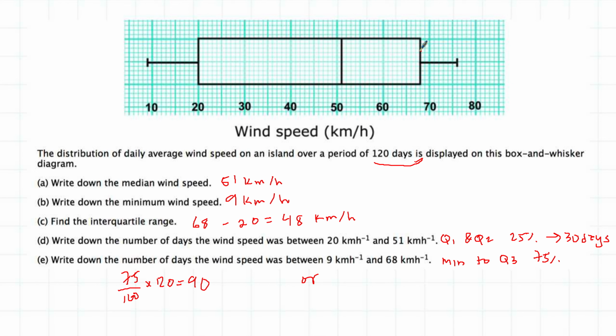Or you can think of, okay, if I need the data, how many days from here to here? I can find how many days is it from here to here, which is again still 25%, which is 30 days. So what's left is just 120 minus 30, which is 90.